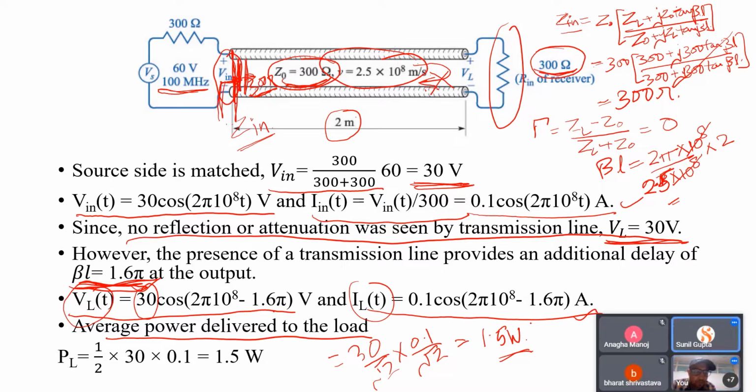Any doubt? Here, for calculating the RMS power, we did not need to calculate beta L. Yes, actually for calculating that, beta L is not required, but I am saying here that a phase difference will be observed between the input as well as output, so that's why I am considering it here.